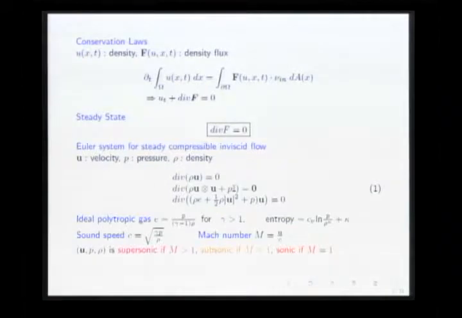Entropy is given by the following expression where all the constants are positive here. C is sound speed, and we define the Mach number to be the ratio of the velocity to the sound speed. So we say the fluid is supersonic if the Mach number is greater than 1. The fluid is subsonic if it's less than 1. It's sonic if it is equal to 1.